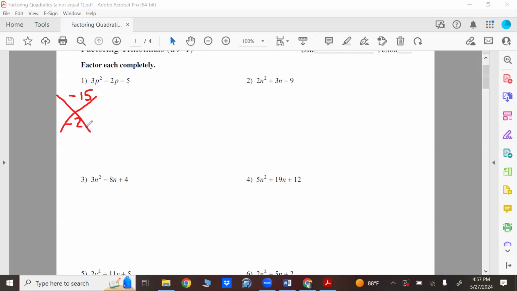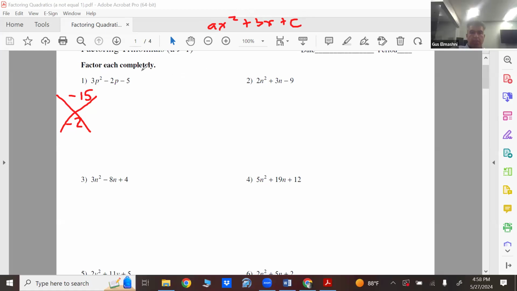Wait, so you want to add up to 15, but wait. Yeah, so what you're doing is this: ax squared plus bx plus c, where a is 3 and c is negative 5. So you have negative 15 up top, negative 2 down below. So it's negative 5 and 3.